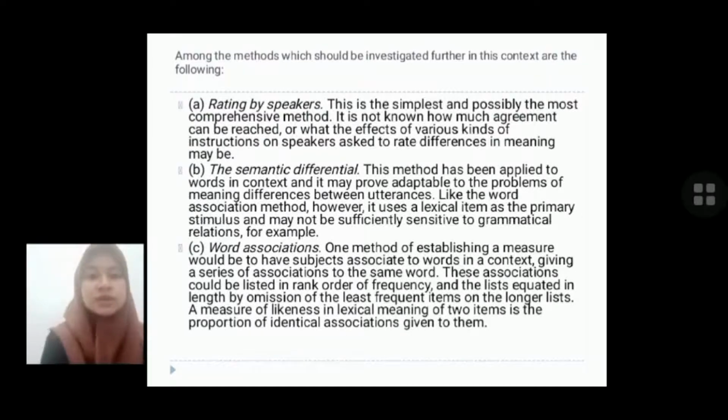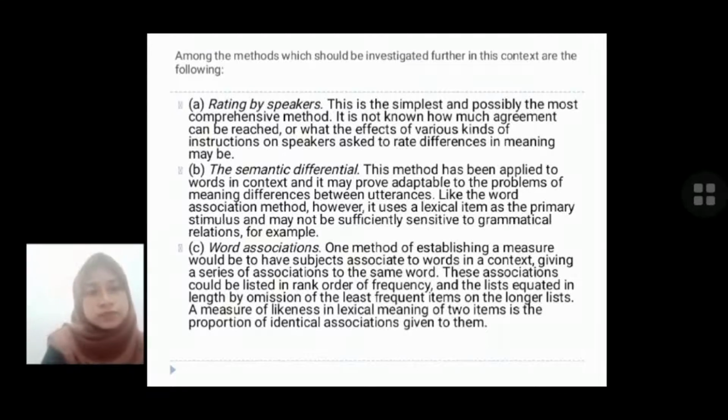B. The semantic differential. This method has been applied to words in context, and it may prove adaptable to the problem of meaning differences between utterances, like the word association method. However, it uses a lexical item as the primary stimulus and may not be sufficiently sensitive to grammatical relations.